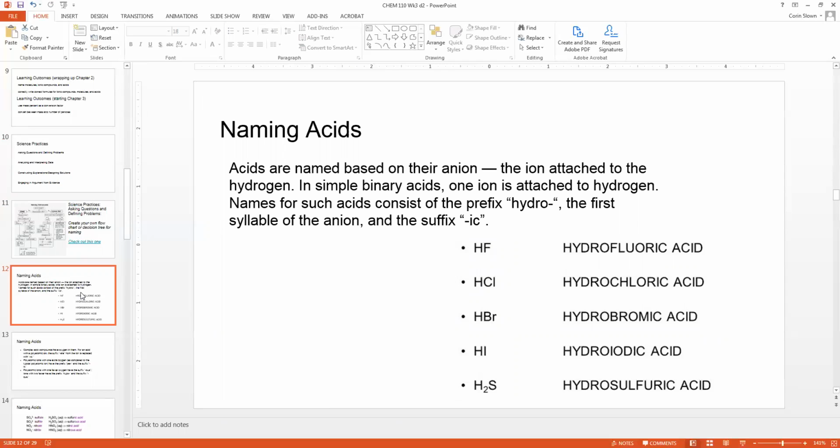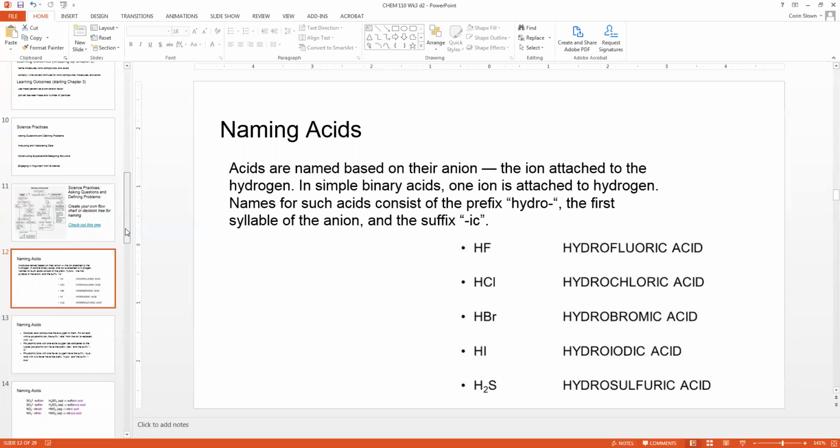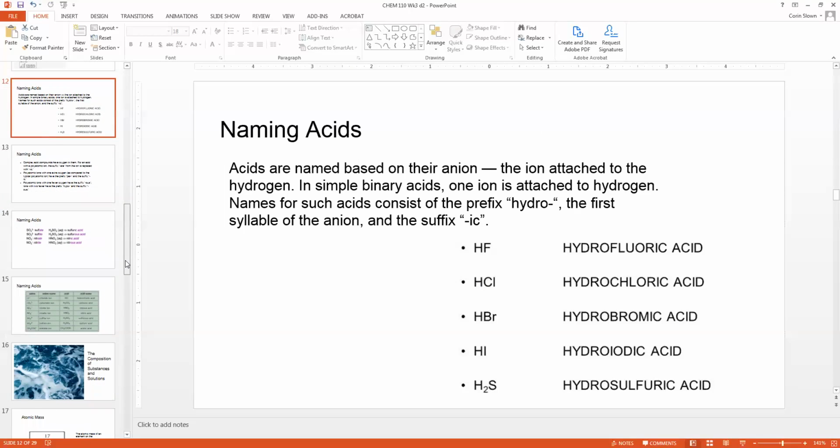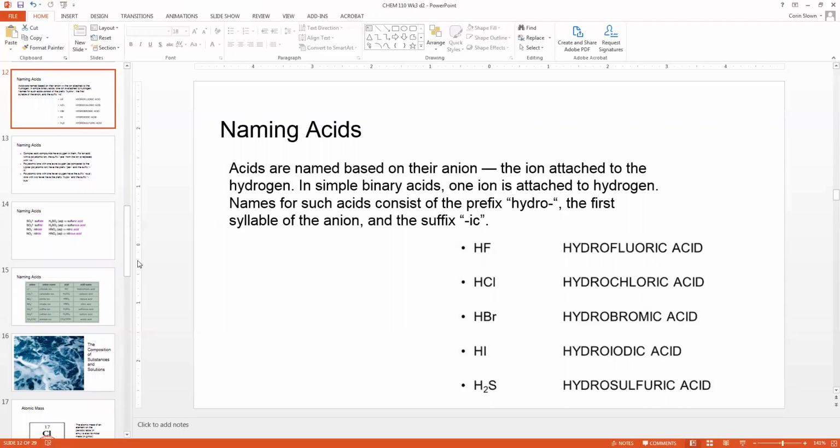So let's talk about how we name acids. Acids are named based on their anion, the ion that's attached to the hydrogen. So in simple binary acids, one ion is attached to hydrogen. Names for such acids consist of the prefix hydro, the first syllable of the anion, and then the suffix -ic. So for example, HF would be hydrofluoric acid. HCl would be hydrochloric acid. HBr would be hydrobromic acid. HI would be hydroiodic acid. And H2S would be hydrosulfuric acid.